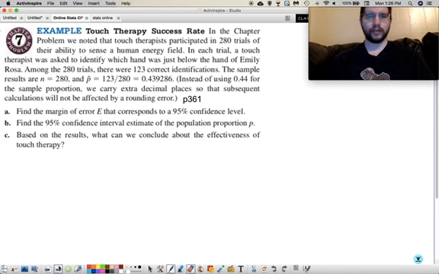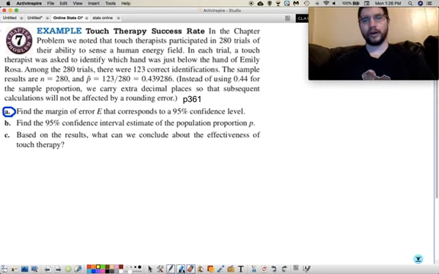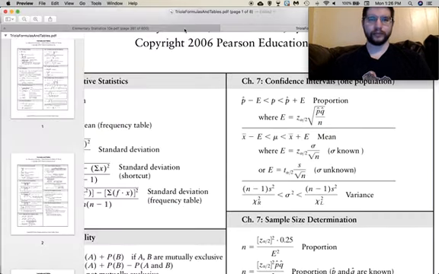So let's look at an example. First, we're going to find the margin of error. This is on page 361, by the way. So, the chapter problem talks about this 4th grade girl that constructed a statistics experiment about touch therapy, and she got published. Here's her results. She had 280 trials, 123 were correct. So we're seeing if these touch therapists can detect the energy from your hand, basically. I'll show you what her setup looked like.